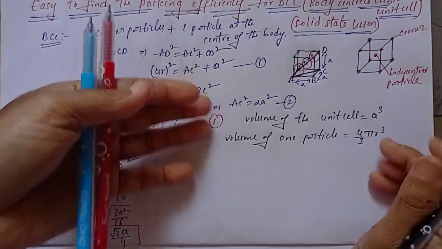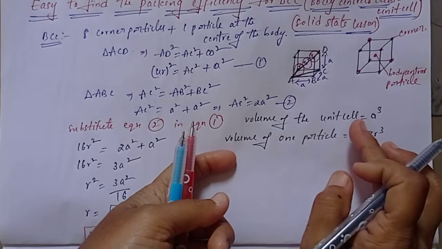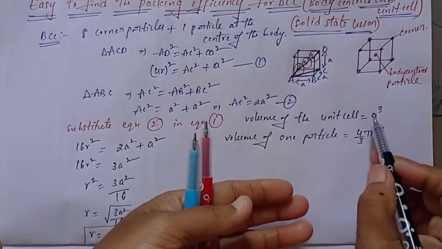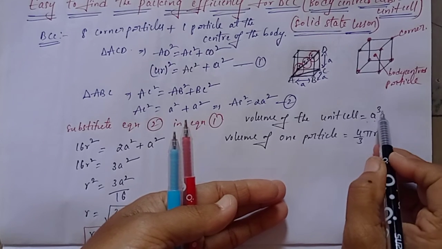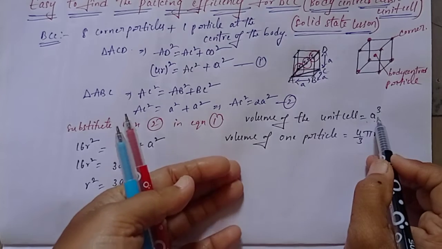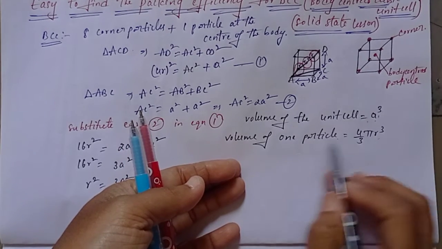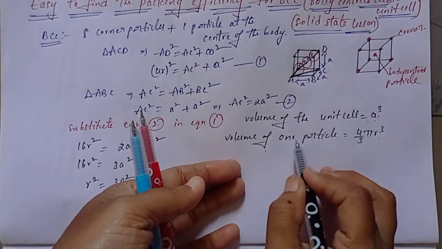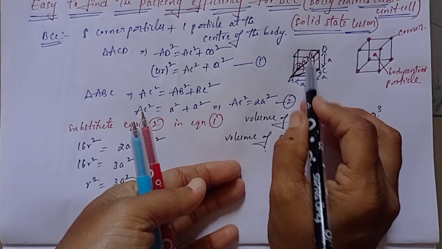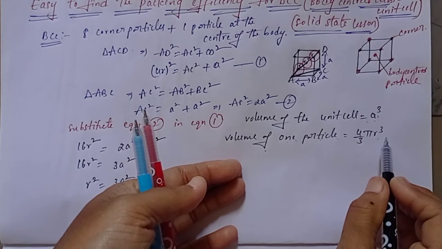4/3 pi r cube, correct? So, the volume of the unit cell, because the unit cell is which shape, students? Its shape is a cube, so that's why I'm taking the volume of the cube, a cube formula. Hence the volume of the unit cell is a cube. Volume of one particle is 4/3 pi r cube, because the particle's shape is a sphere, so the volume of the sphere is 4/3 pi r cube.